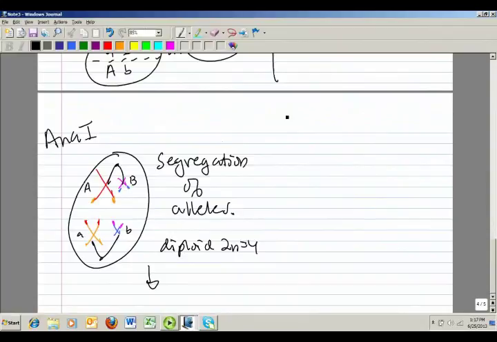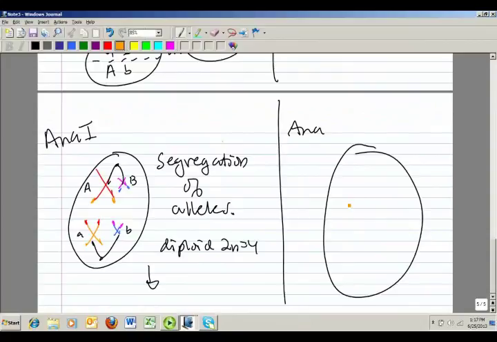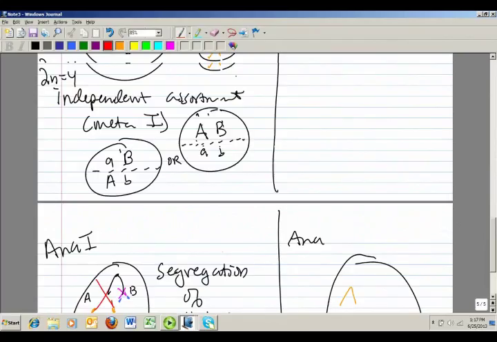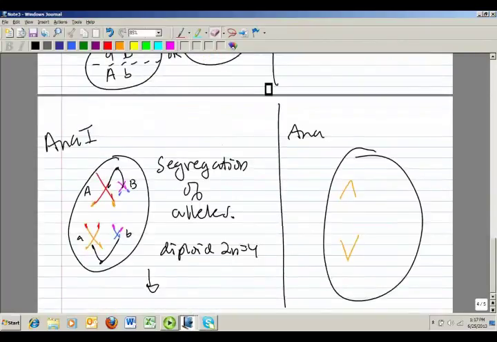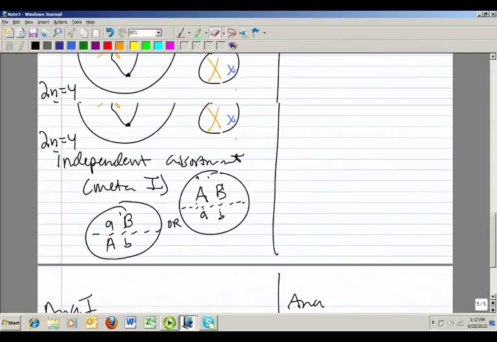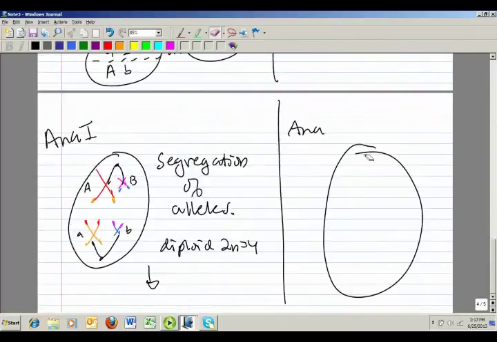Okay. If we go to anaphase of mitosis, we have a little different scenario. No mixes, actually splitting the chromosomes at their centromeres.